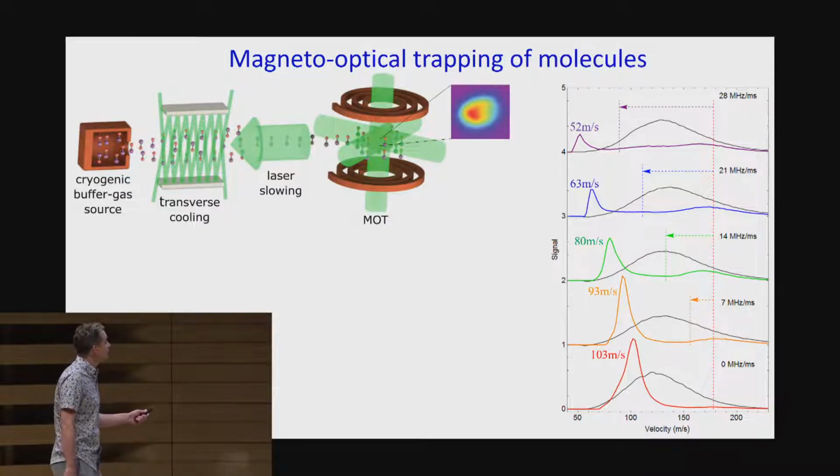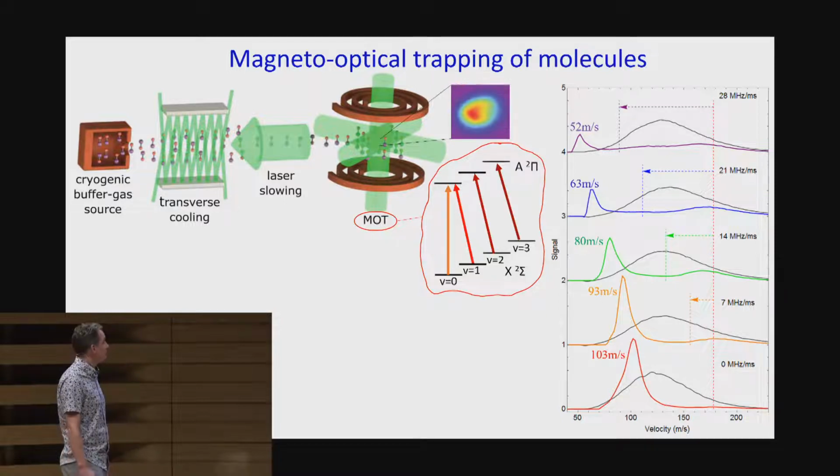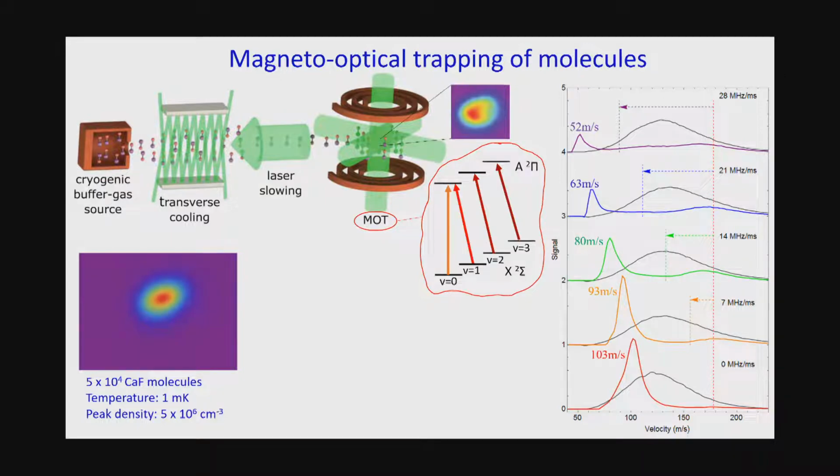And here you can see a picture of the calcium fluoride molecules in the MOT imaged onto a CCD camera. We drive the MOT using 4 different wavelengths of light in order to address the 4 lowest lying vibrational states of the molecule. And we measure the temperature of the molecules using the standard ballistic expansion method. We typically have about 5 times 10 to the 4 calcium fluoride molecules in the MOT. The temperature is about 1 millikelvin, and the peak density about 5 times 10 to the 6 per cubic centimeter.